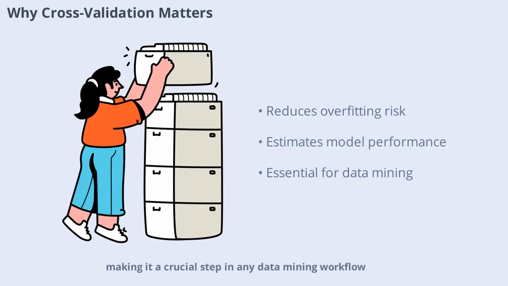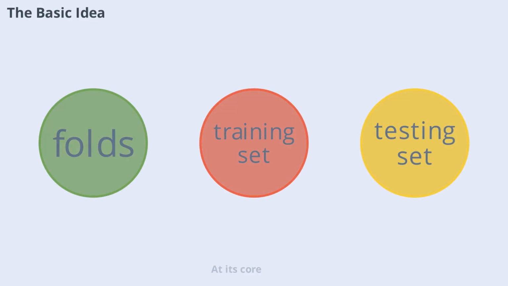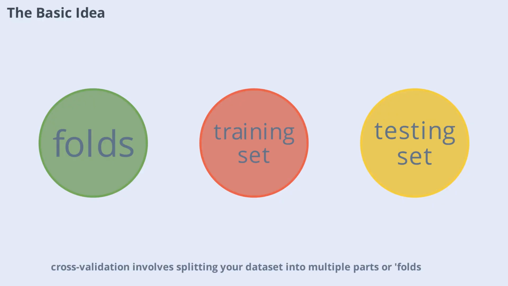At its core, cross-validation involves splitting your dataset into multiple parts or folds. You train your model on some of these folds and test it on the remaining ones. By rotating which folds are used for training and testing, you get a more accurate picture of how your model will perform in real-world scenarios. This process helps ensure that every data point gets a chance to be in both the training and testing sets, leading to a fair and thorough evaluation.